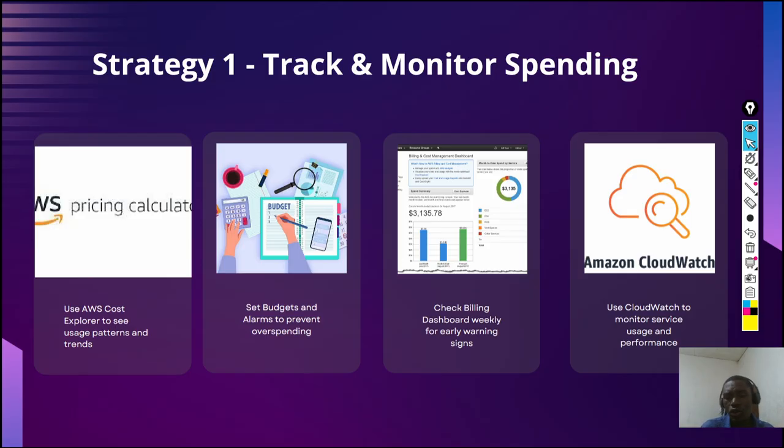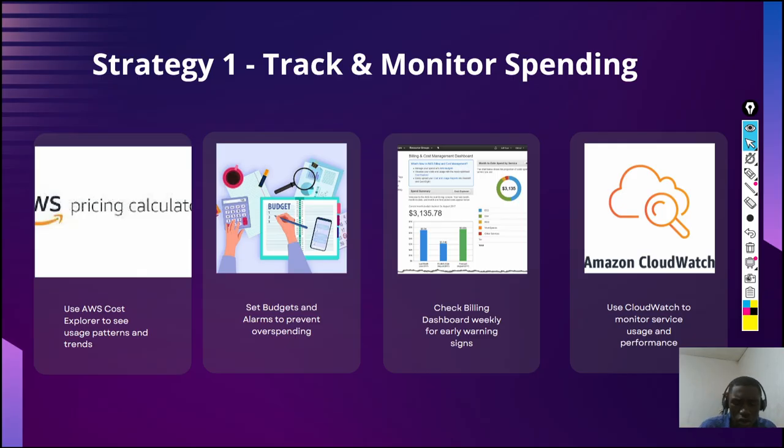And the next thing that you can do is check your billing dashboard weekly for early warning signs. Always check your billing dashboard weekly to see which resources are driving high cost and which are driving low cost, and then you can see, is this resource even important? You now start troubleshooting. Why is the cost increasing and why is the cost reducing? And you can always compare the costs you've been incurring this week with other weeks, this month with other months.